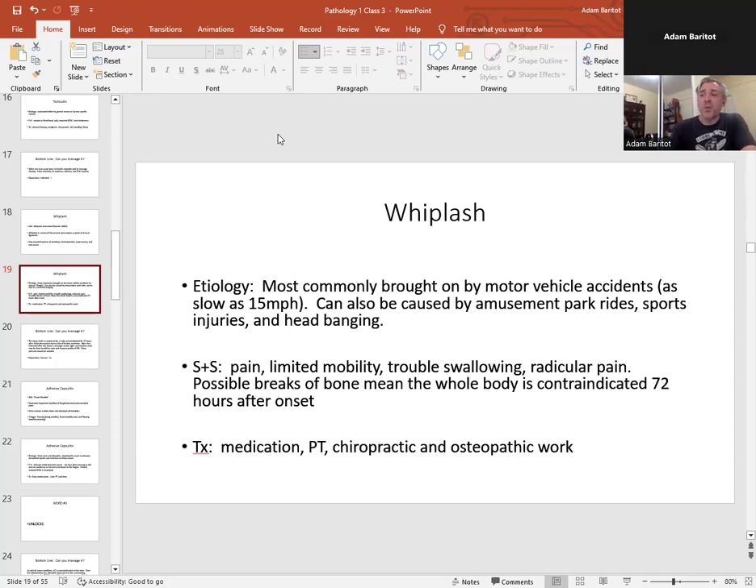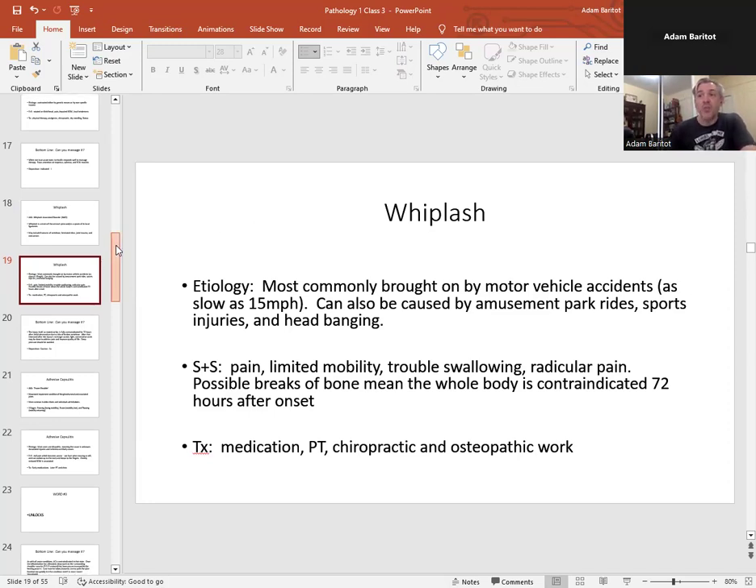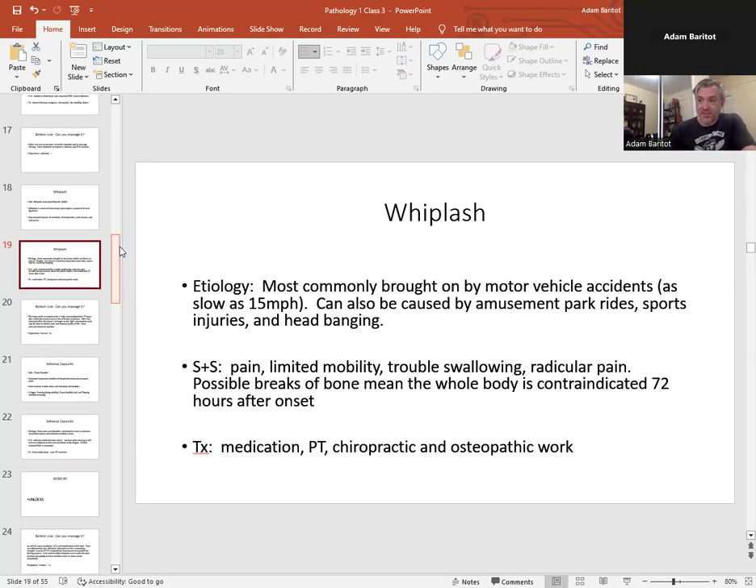Generally, whiplash is treated with pain relievers, medication specifically, physical therapy, chiropractic, and osteopathic work. Massage is usually coming in toward the end of the treatment bottle, as we discussed in class 1, once you get to fibrosis.